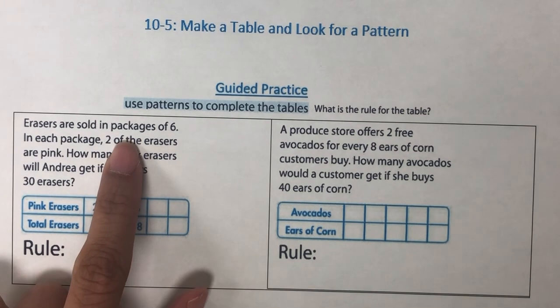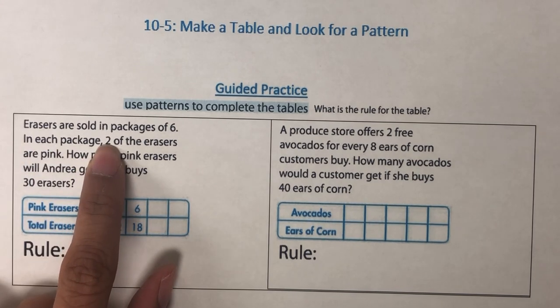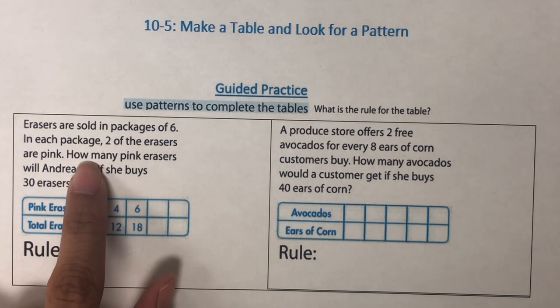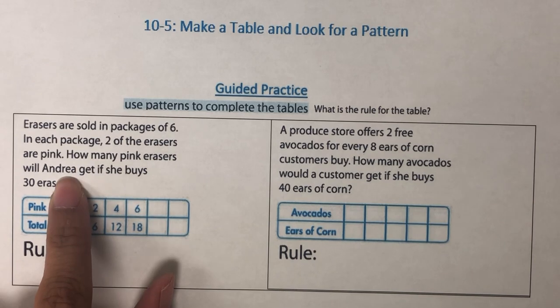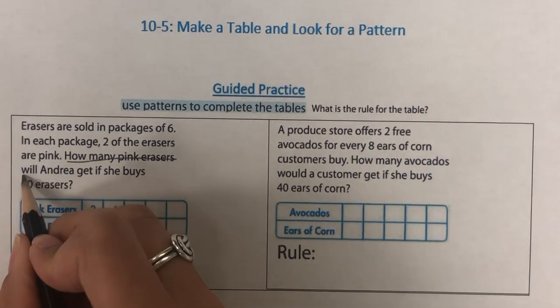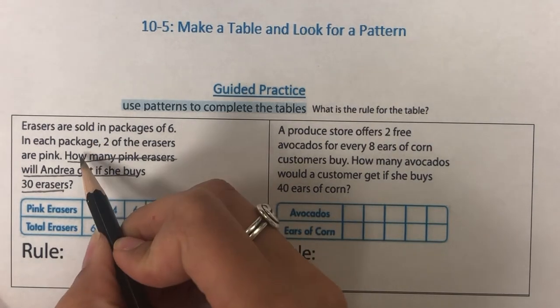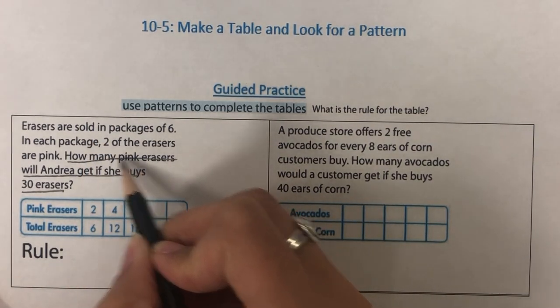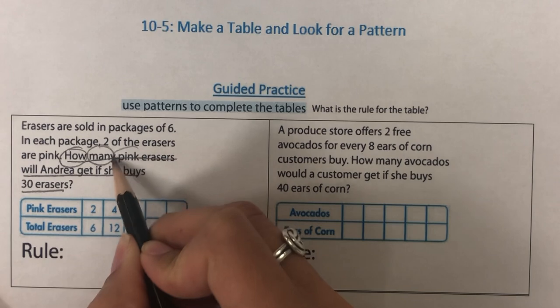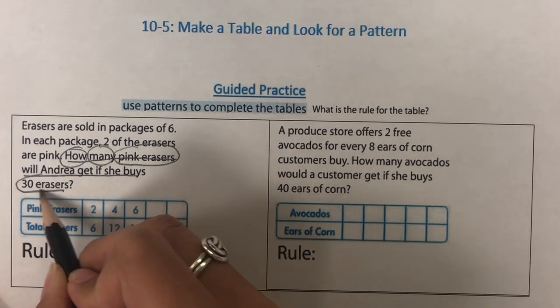Erasers are sold in packages of 6. In each package, 2 of the erasers are pink. How many pink erasers will Andrea get if she buys 30 erasers? Let's go ahead and underline that question so we can focus in on what we're actually having to solve. We're solving for the number of pink erasers. How many pink erasers will she get if she buys 30 total?